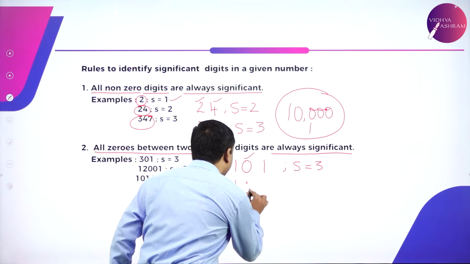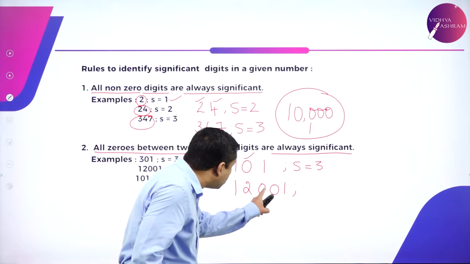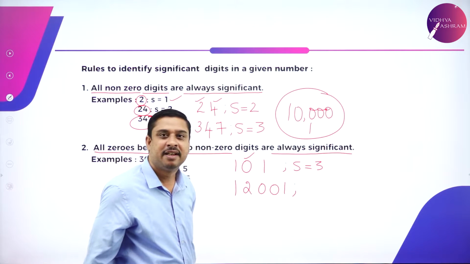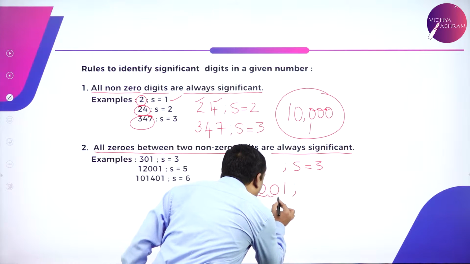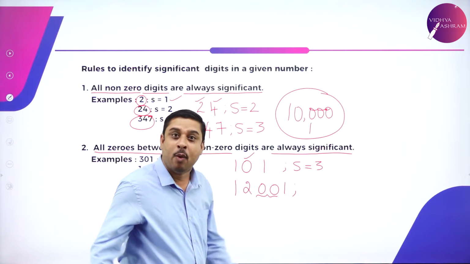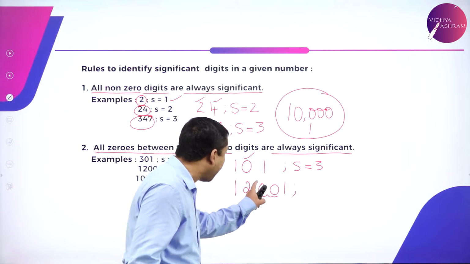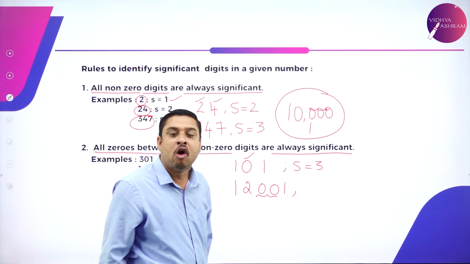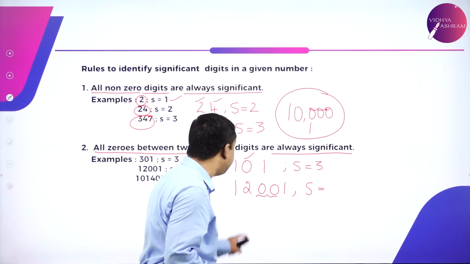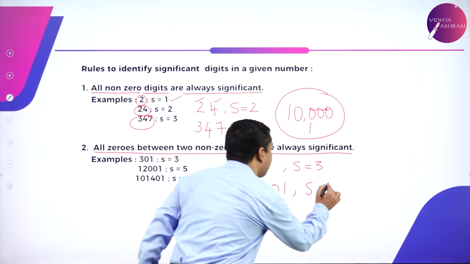Next, 1, 2, 0, 0, 1. I have 2 zeros between two non-zero digits. Please observe, the 0 and 0 are in between 2 and 1. Very clearly, 2 and 1 are non-zero digits. Therefore, these 2 zeros also become significant. So totally, how many significant digits? 1, 2, 3, 4, 5.